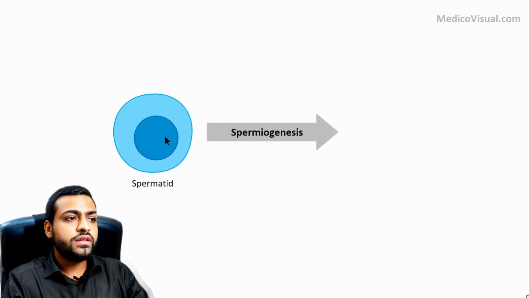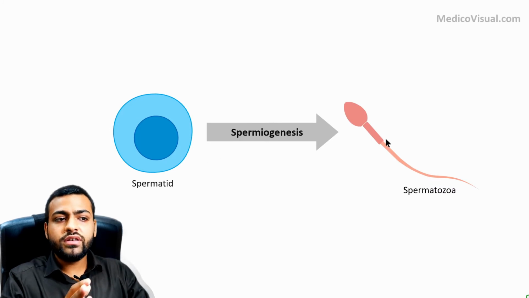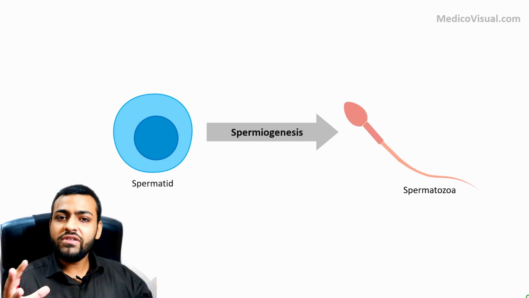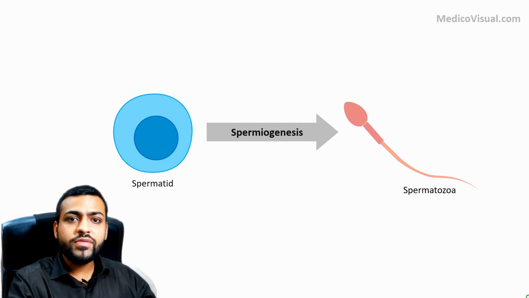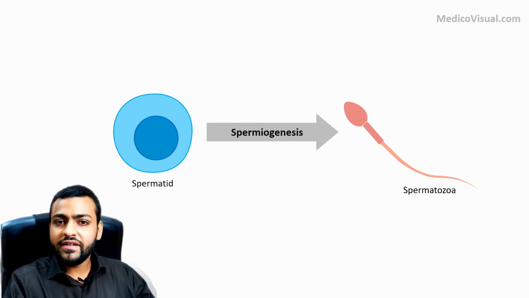And this process by which spermatids transform into mature spermatozoa is called spermiogenesis. So today we will talk about spermiogenesis. I have told you what spermiogenesis is, and now we will see how spermiogenesis occurs.